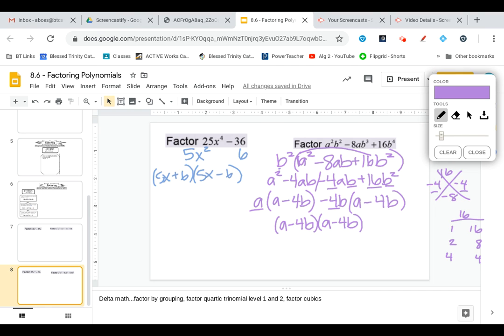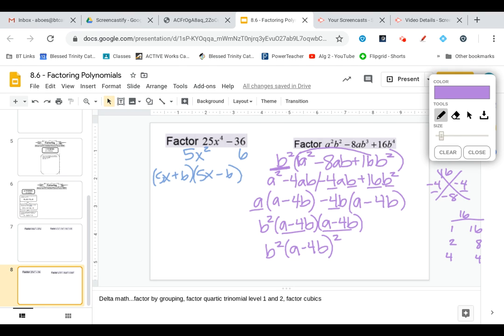And don't forget my GCF that I factored out at the very beginning. That goes in the front as well. Okay, now I can leave it like this, or since I'm multiplying the same thing twice, I can write it out as b squared times a minus 4b squared.